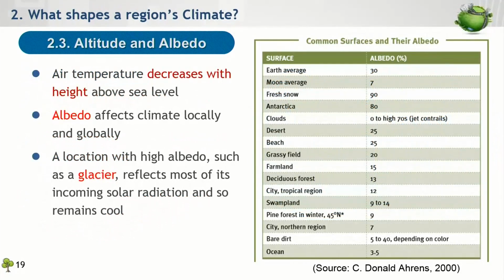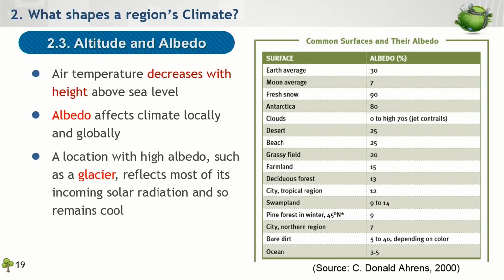So in addition to the effect of atmospheric circulation and ocean circulation, the other factor that affects the regional climate is the surface characteristics of the region, which include the altitude and surface albedo. The altitude affects the climate of the region because air temperature decreases with height above sea level. Regions with higher altitude tend to have cooler weather compared to lower areas. This is why we generally have cooler weather in mountainous regions compared to lowland areas.